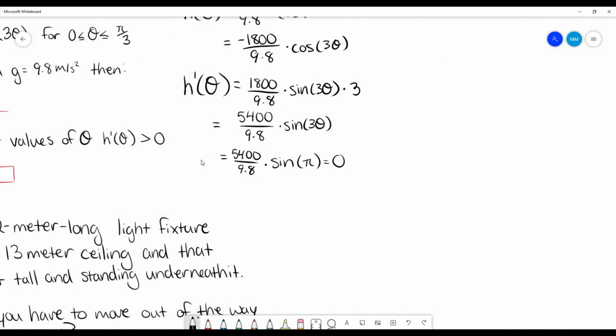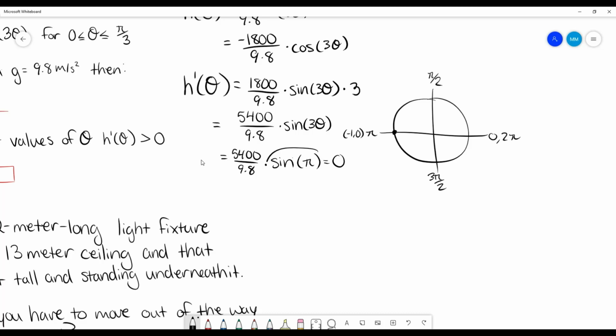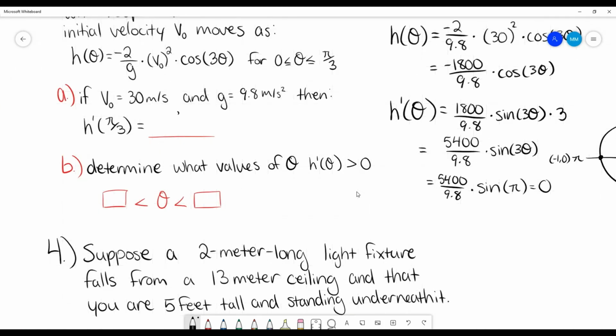If we remember our unit circle, this is pi over 2, 3 pi over 2, 2 pi, and pi. Our y value at this point is 0. It's going to be negative 1 comma 0. So this is 0. Anything times 0 is 0. So it's overall 0. Right there's our answer.